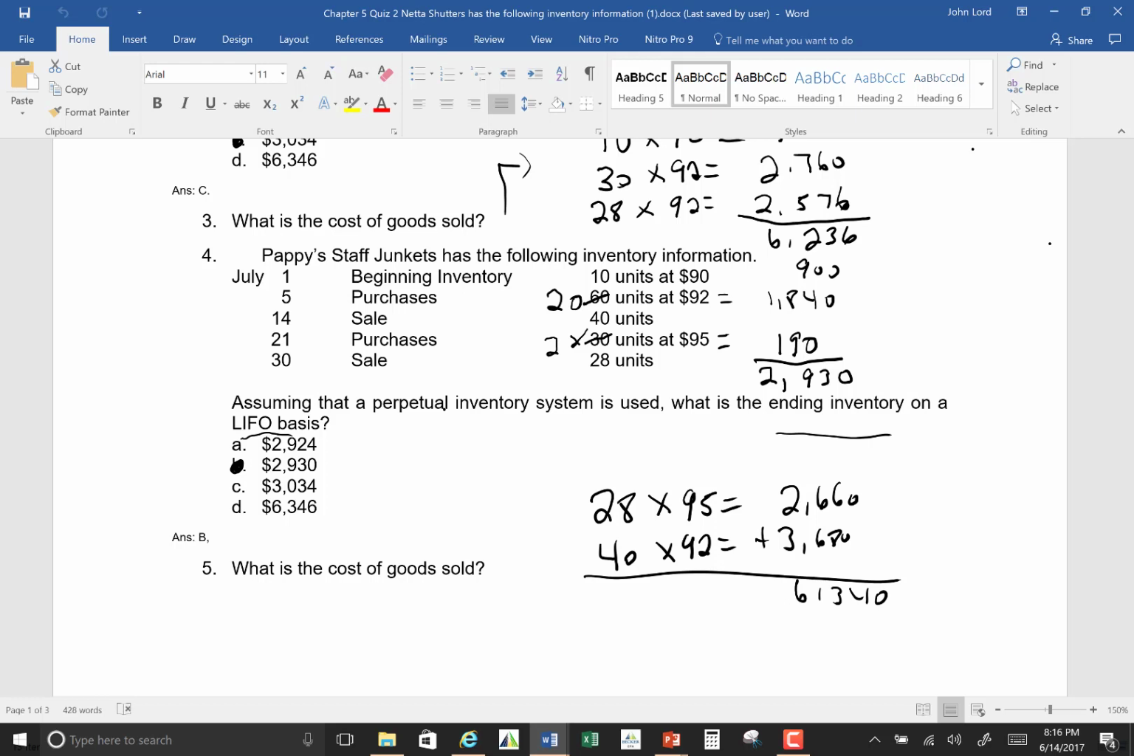US GAAP gives me a market ceiling and a market floor. So when I use my replacement cost, I can't go over the ceiling, I can't go below the floor. And so if my replacement cost is in the middle, I use the replacement cost. If my ceiling is in the middle, I use the ceiling. If my floor is in the middle, I use the floor. You use the middle amount for your market.